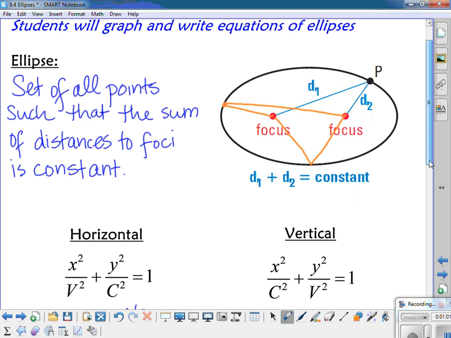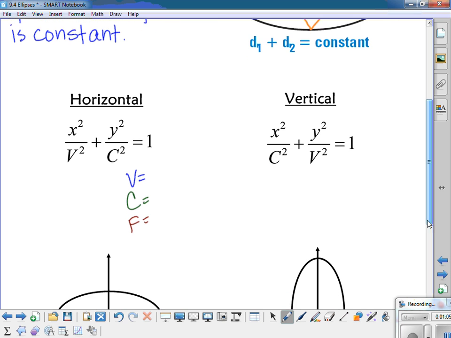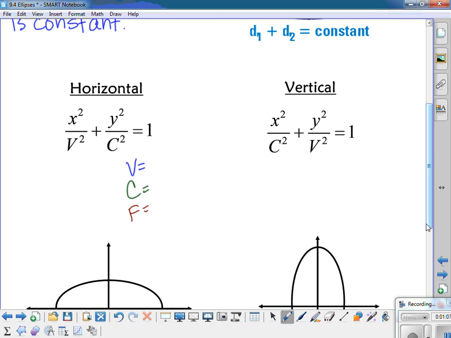All right. So an ellipse can be either horizontal or vertical. If it's horizontal, the equation is x squared over v squared plus y squared over c squared equals 1. If it's vertical, then the v squared is under the y. So x squared over c squared plus y squared over v squared equals 1.